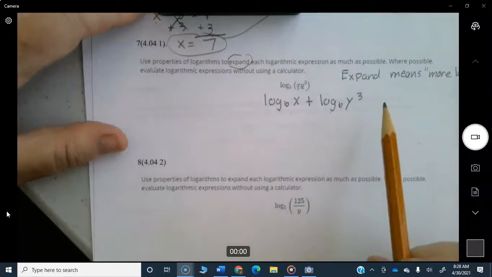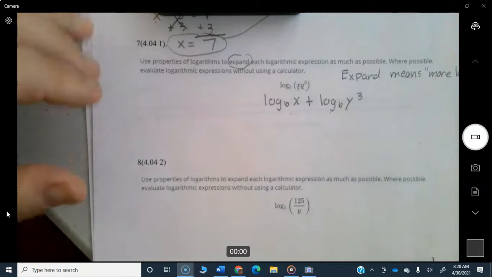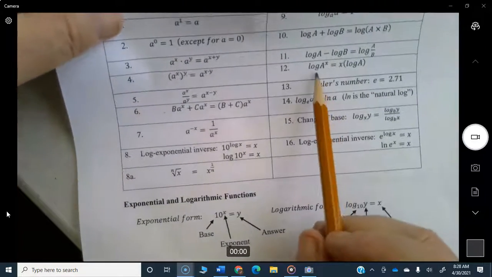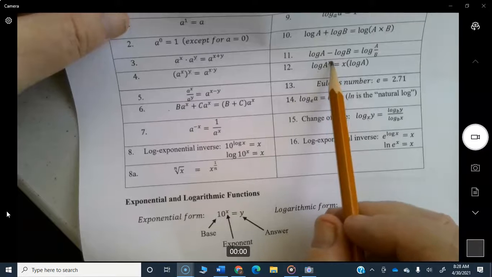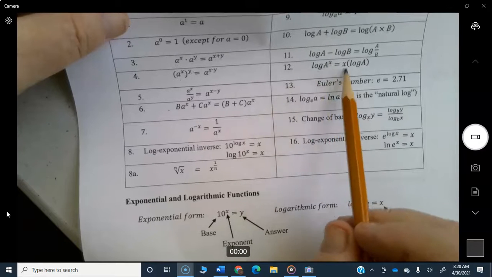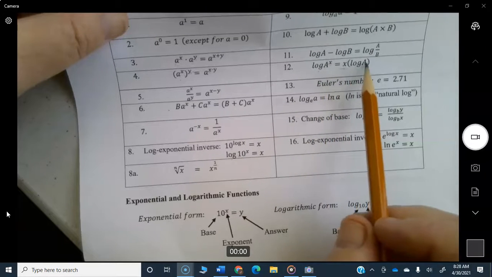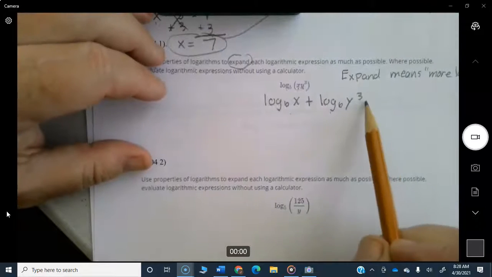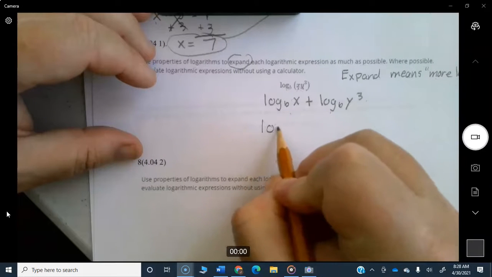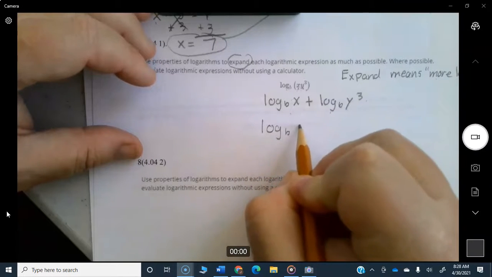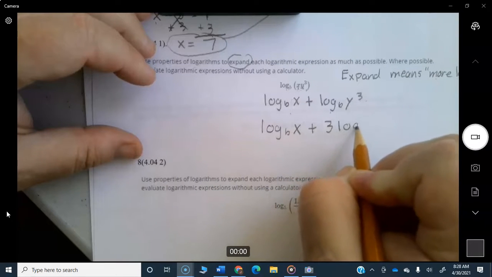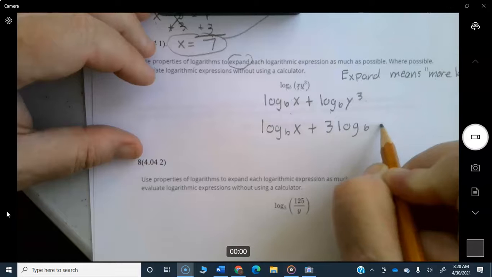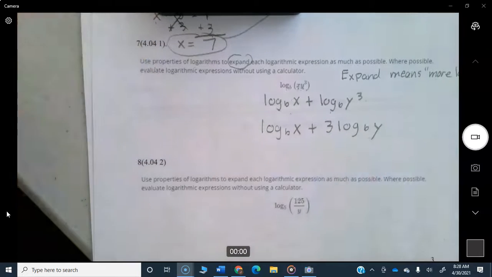The only additional thing you can do to this is use principle number 12, that the log of a number raised to a power, you can take that exponent and bring it out in front of the word log, like this right here. You just brought it out in front. So that means this 3 can come out in front, so this would be log b of x plus 3 log b of y. And there it is.